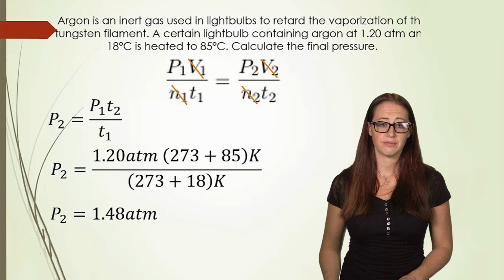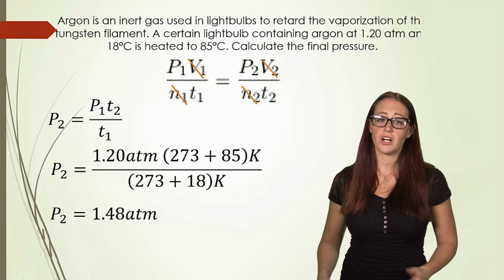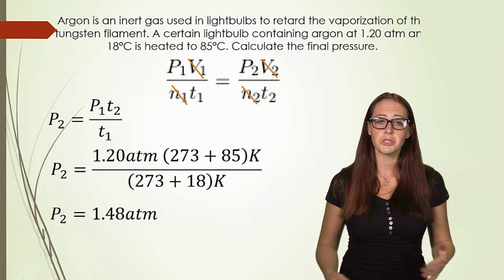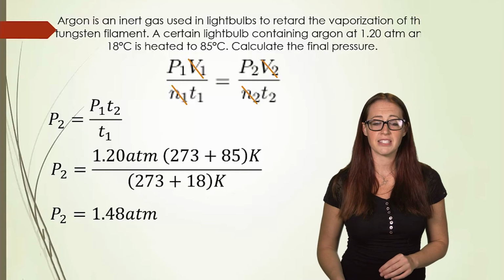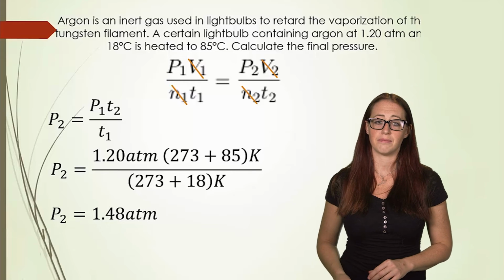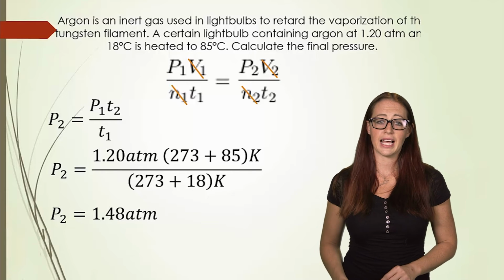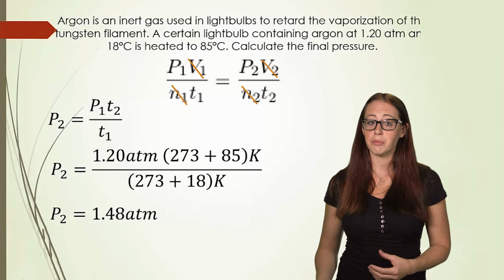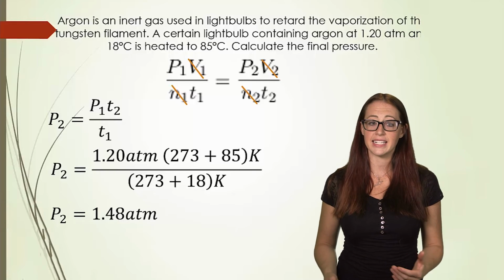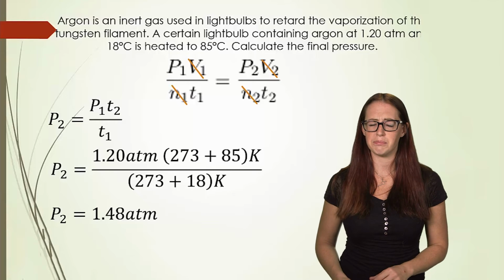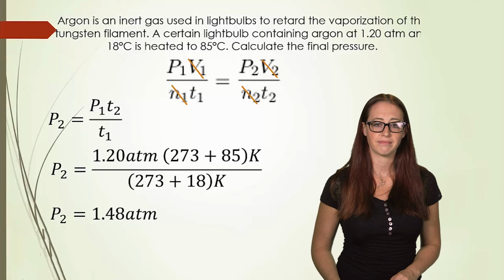get our final answer. Now, something to always do when you do these problems is double check and make sure that your answer makes sense. We started at 1.2 atmospheres and then we heated the system. Think back to what we did last time. If we heat our system, our pressure should go up. And we can see here by the 1.48 that it does. And so it's likely that we probably did this answer correctly.